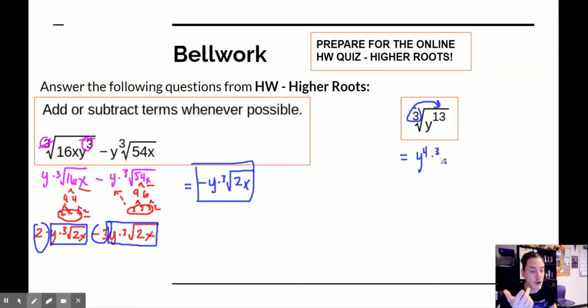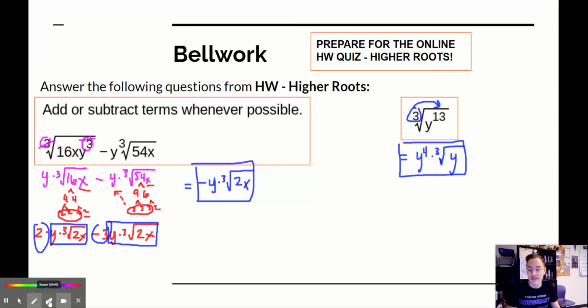And then what's left over? I went in there 4 times, which makes 12. 3 times 4 is 12. And there's 1 left over to get to 13. So I'm just going to have a y right here. I'm not going to put the exponent of 1 because we don't ever do that. That is my simplified answer. How many times does 3 go into 13? 4 times. So y to the 4th times whatever's left over. 13 minus 12 is 1. So 1 more y left over in the radical, and then the index of 3, of course. So that is how you do that question.